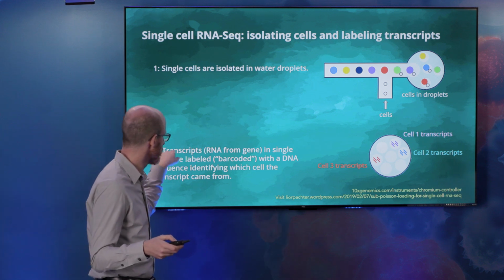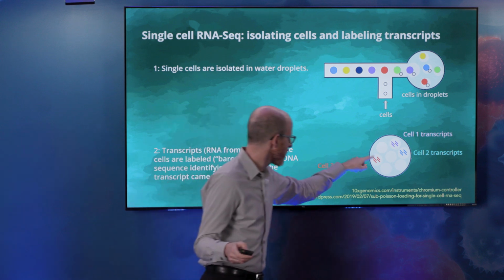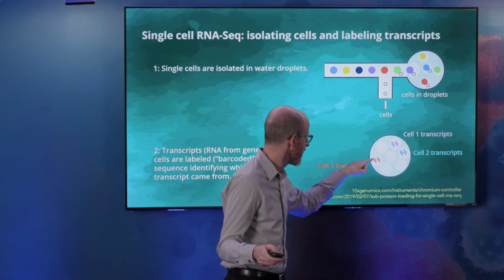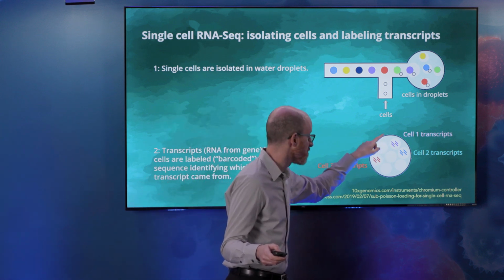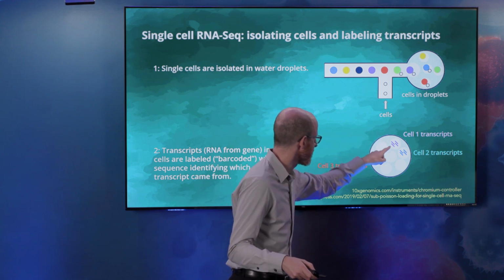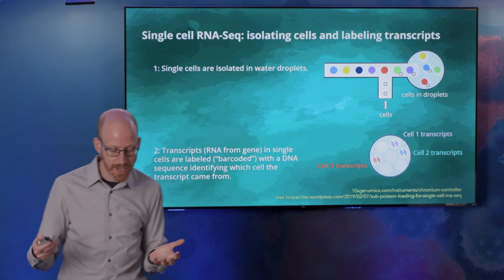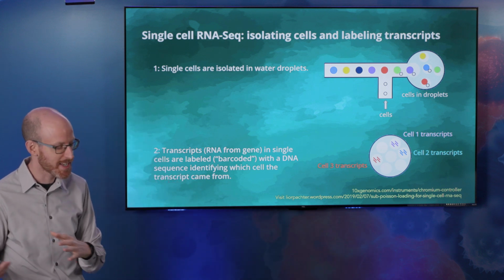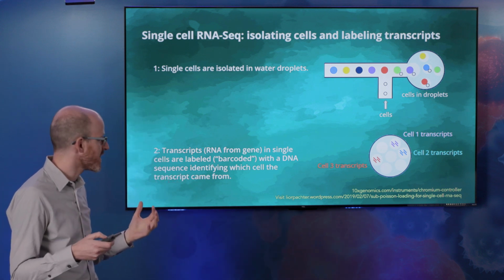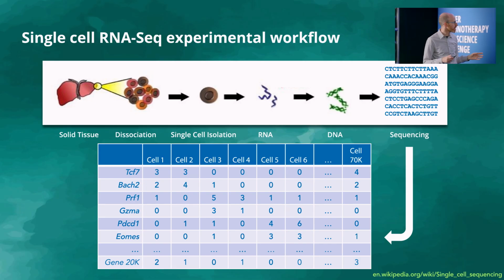So remember, transcripts are just the RNA that's being transcribed from the gene. Now all these RNA molecules in these single cells get labeled with a different barcode, which is really like a different DNA sequence. Here we have cells labeled with a purple barcode, a blue barcode, and a red barcode. When we read out those transcripts using sequencing in the next slide, we'll know which cell each transcript came from. And so now let's go back to this earlier cartoon.